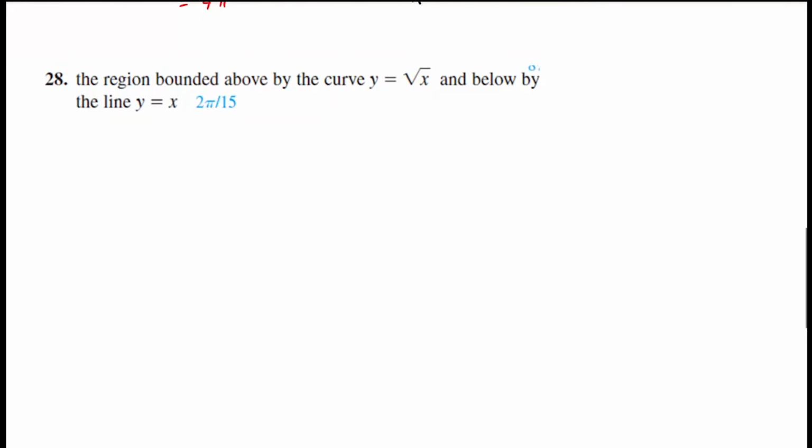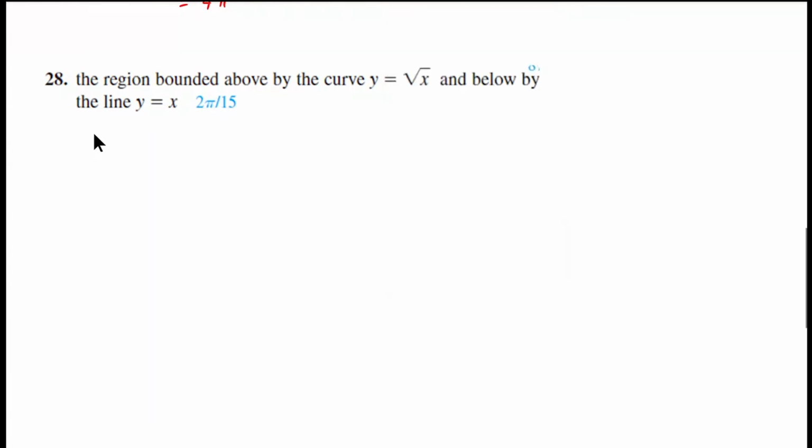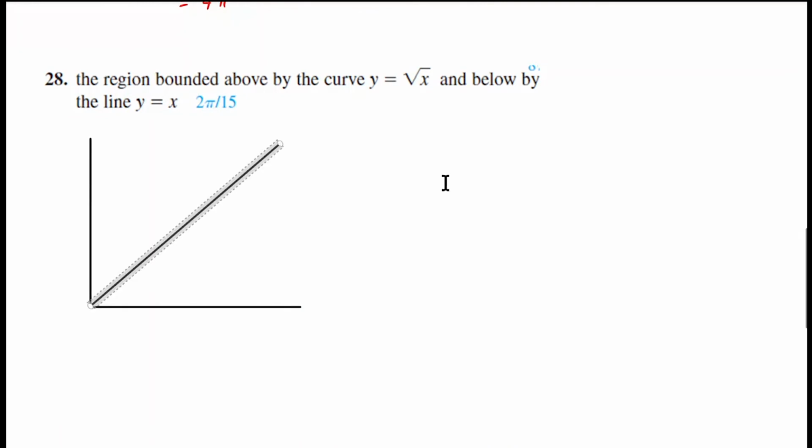Number 28, region bounded by, so let me sketch this region. So there's this, and then y is equal to x, of course, looks like this. And then y is equal to square root x, looks something like this. You know what I'm saying? I'm going to make this a little longer.